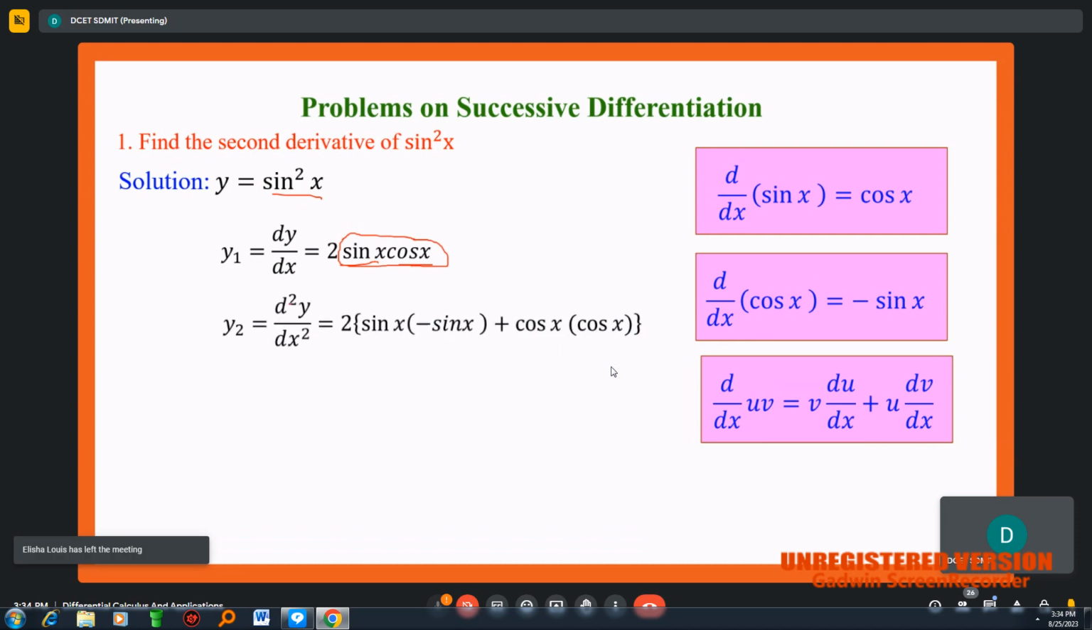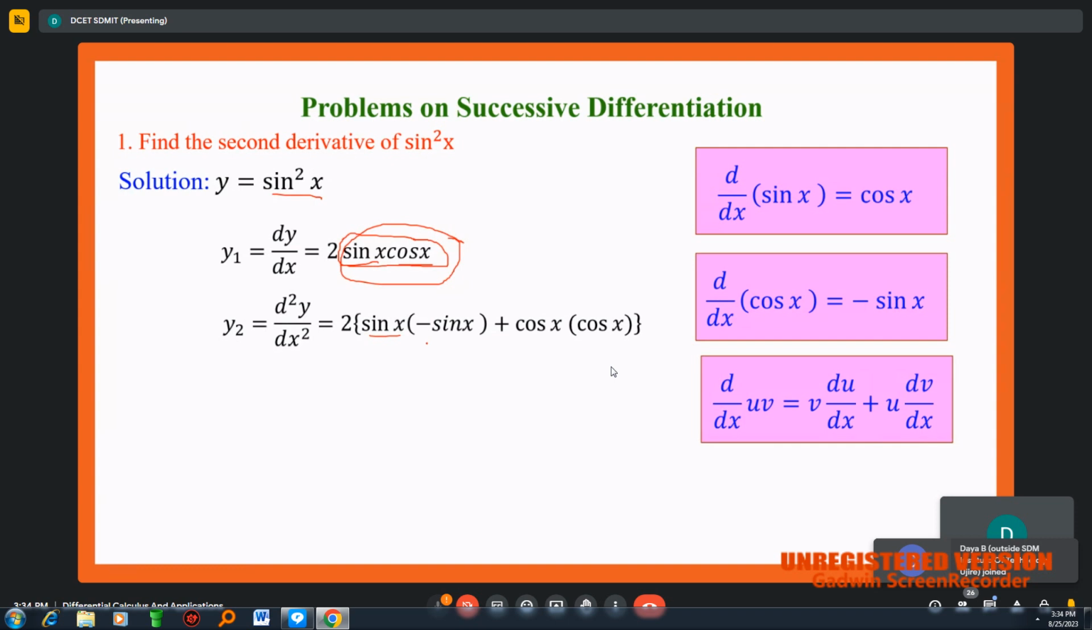Now y2 is equal to d square y by dx square. 2 is a constant, so 2 is a common term. See here, now while differentiating sin x into cos x, first we keep sin x constant. What is the differentiation of cos x? Minus sin x. Plus, the second term cos x is kept constant. What is the differentiation of sin x? Cos x. Now simplification here.